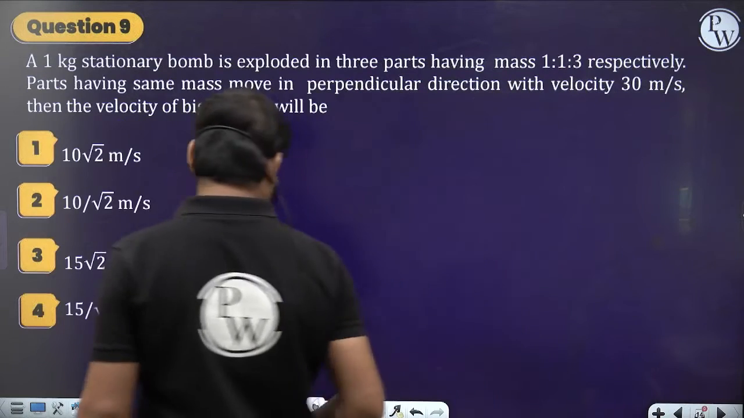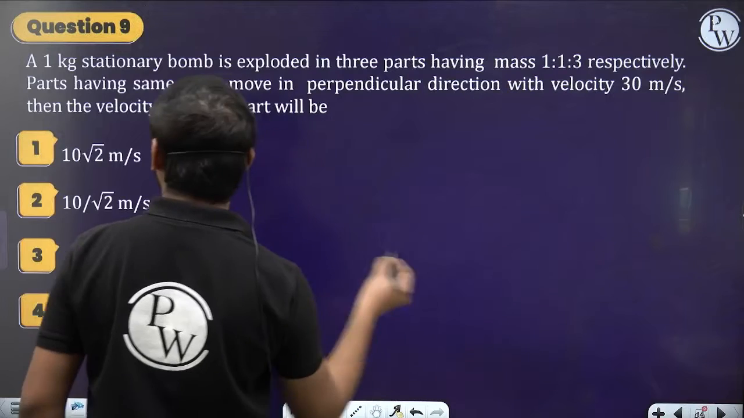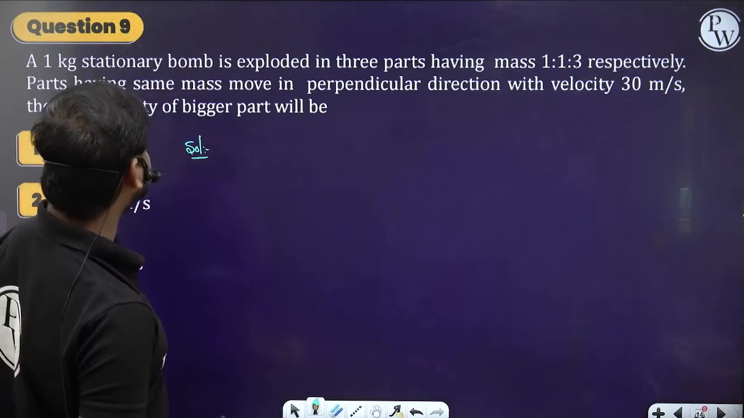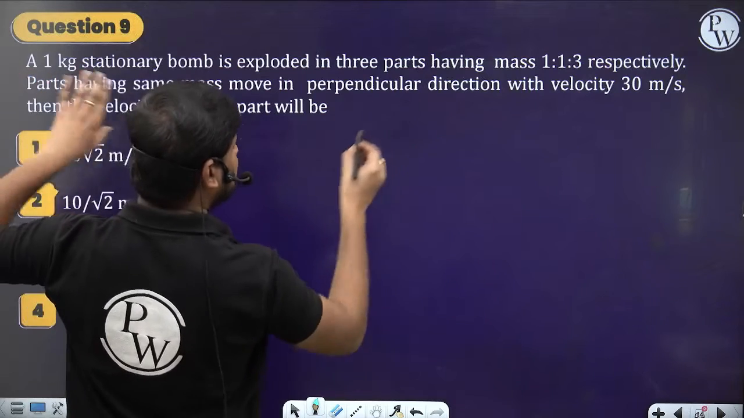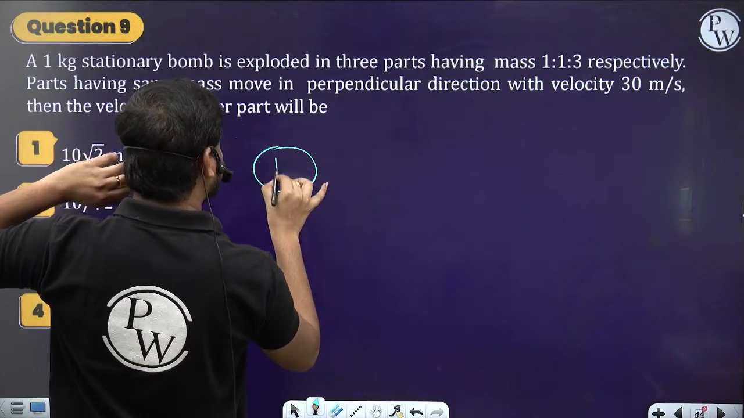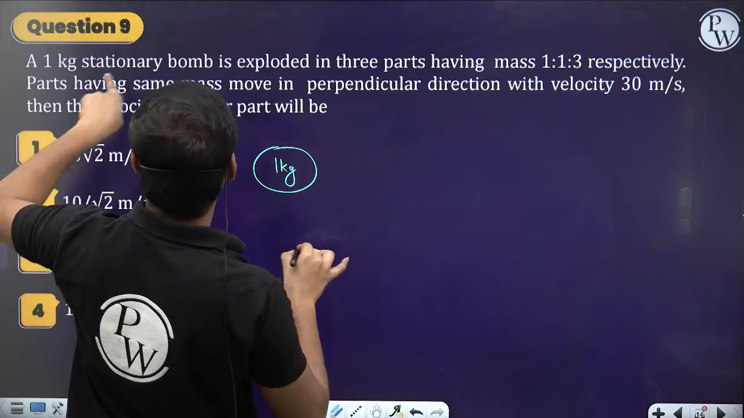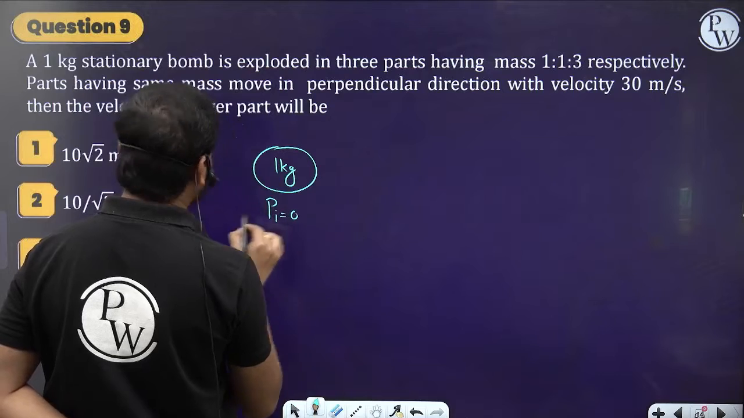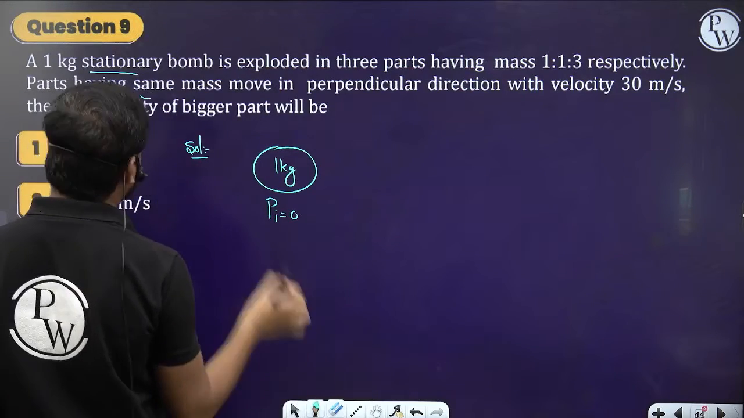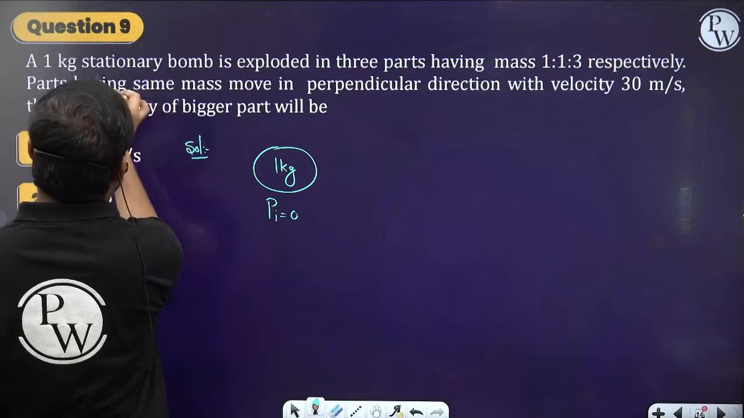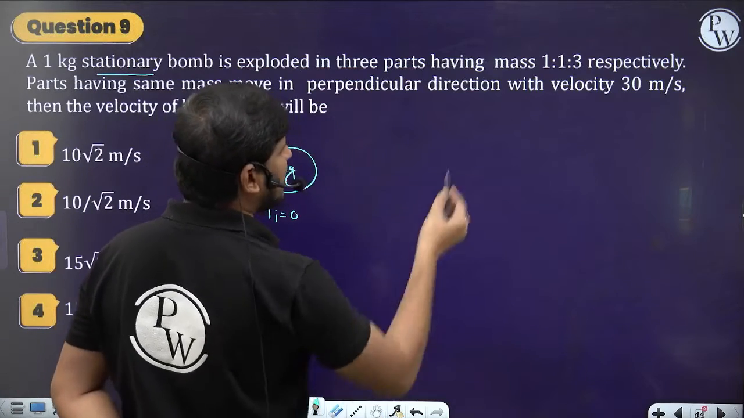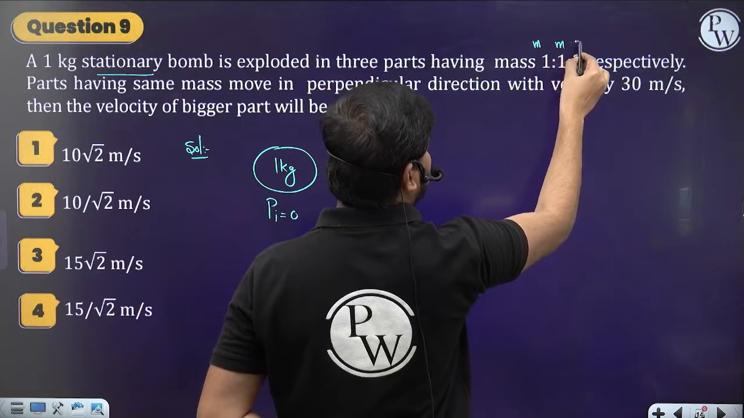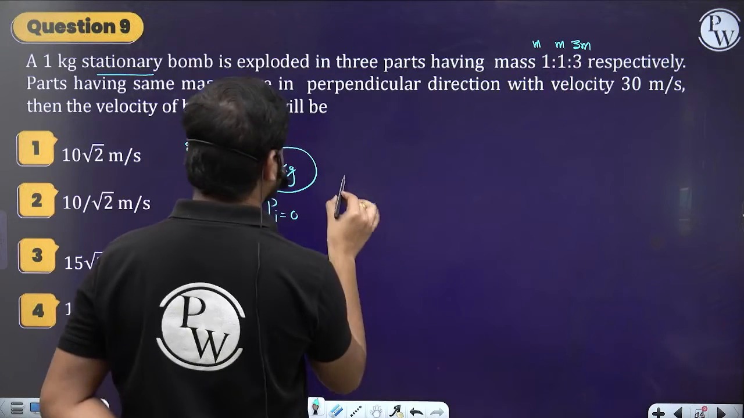So let's go to question number 9. What does the question say? See here. A 1 kg stationary bomb exploded into 3 parts. So in total this is of 1 kg mass. Stationary bomb means it is initially at rest, which means its initial momentum is 0, because it is a stationary bomb. Yes or no? Fine. Now it exploded into 3 parts of mass ratio 1:1:3. That means if this is of mass m, this is of mass 3m.